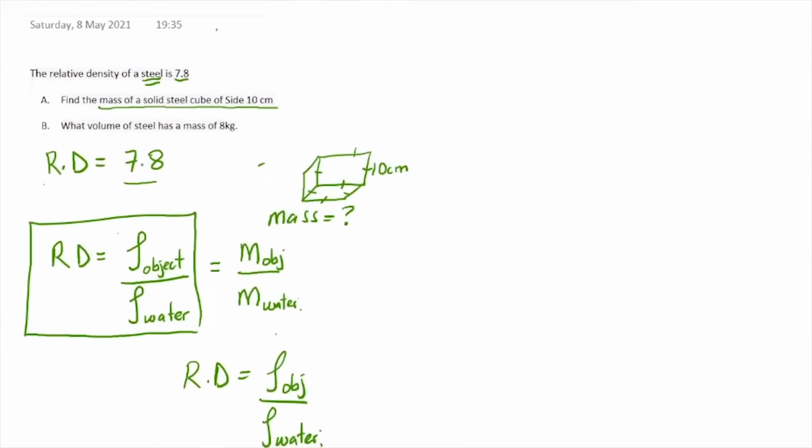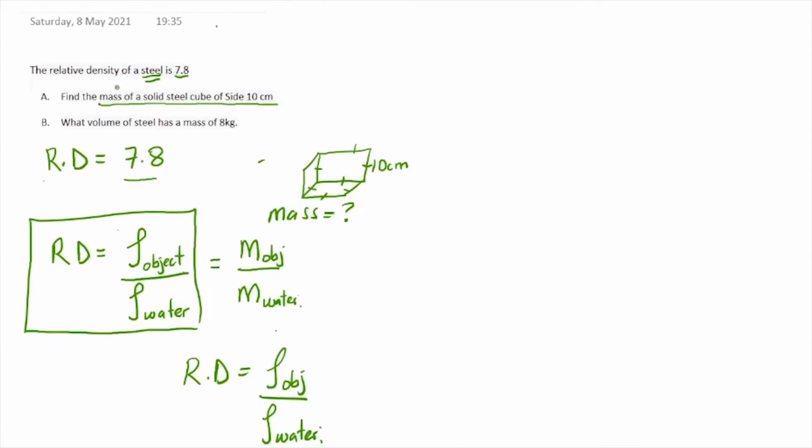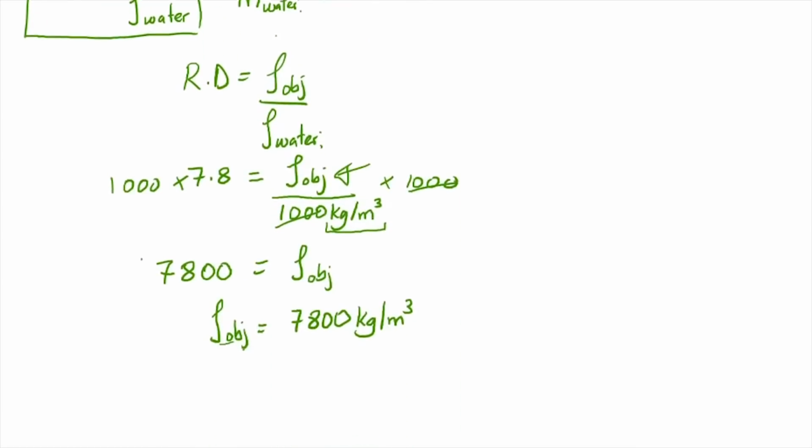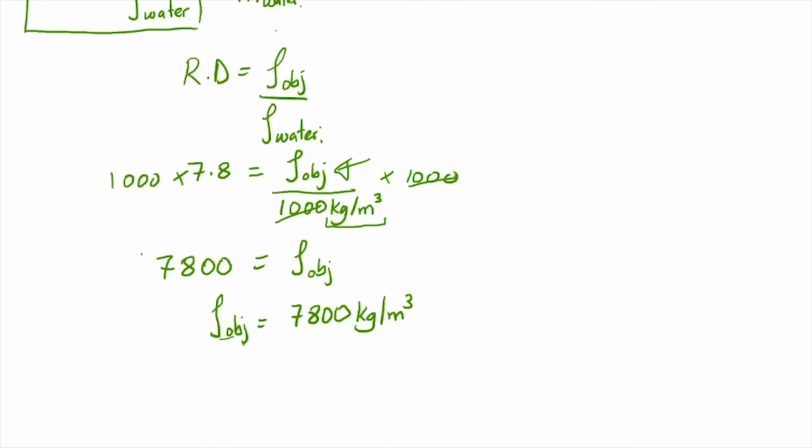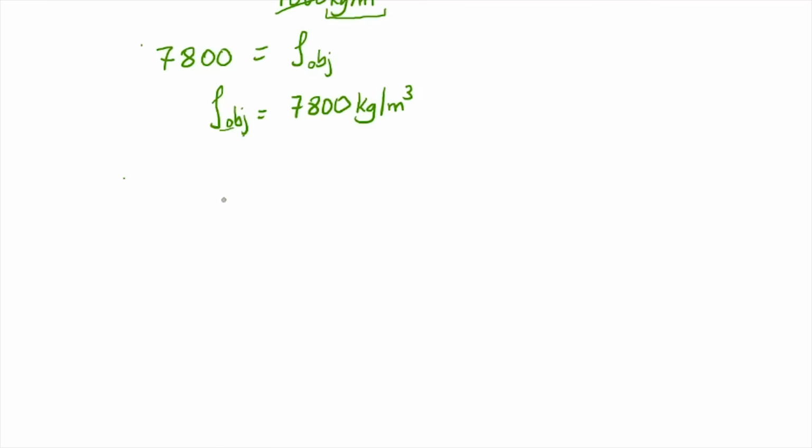But remember, the question requires us to find the mass. They want us to find the mass of the solid steel cube of side 10 centimeters. So let's go ahead and, now that we have the density of the object, we can find the mass. We know that this same density of the object is given by the mass of the object divided by volume. Now we're interested in finding the mass. The question wants us to find the mass. So the density of the object, we already got it up here as 7,800.